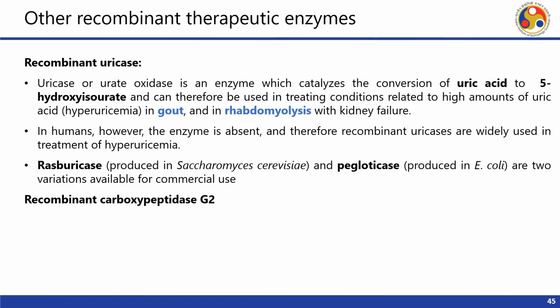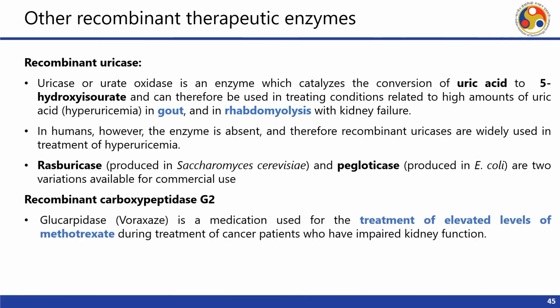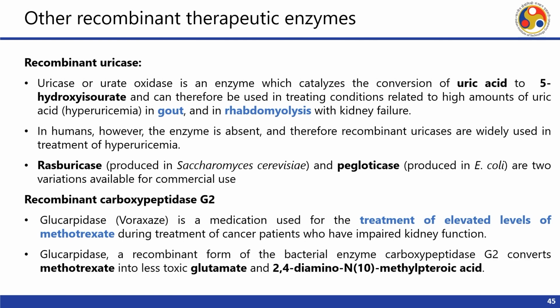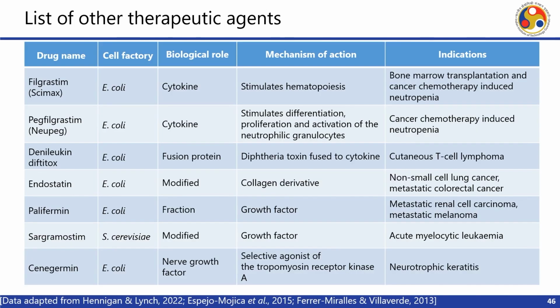And we have recombinant carboxypeptidase G2, glucarpidase or Voraxaze, a medication used for the treatment of elevated levels of methotrexate during treatment of cancer patients who have impaired kidney function. Glucarpidase, a recombinant form of the bacterial enzyme carboxypeptidase G2, converts methotrexate into less toxic glutamate and 2,4-diamino-N10-methylpteroic acid.